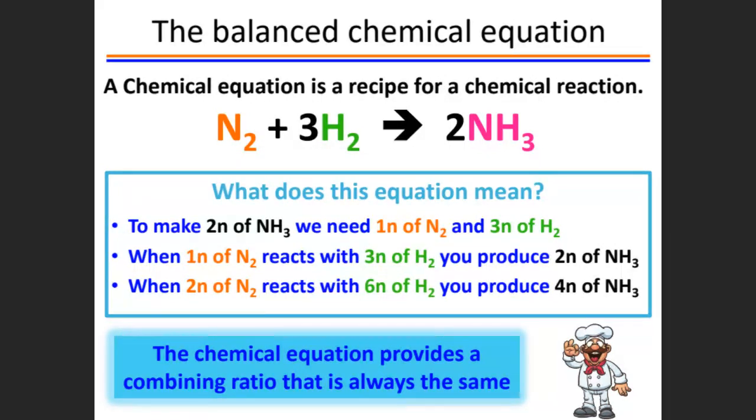Let's look first at what this equation means. As I said, to make 2 mole, and in this presentation slide, N means mole, okay? 2 mole of ammonia, we need 1 mole of nitrogen and 3 mole of hydrogen. When 1 mole of nitrogen reacts with 3 mole of hydrogen, we can produce 2 mole of ammonia.